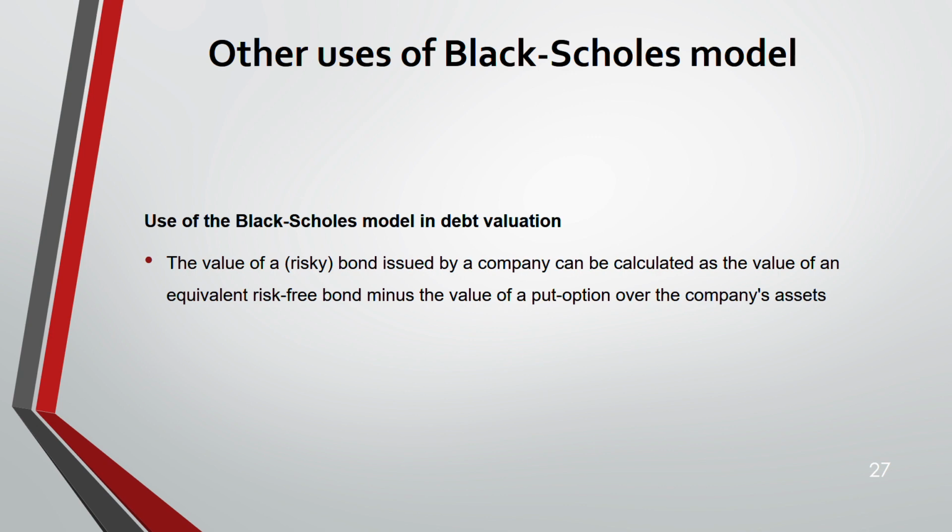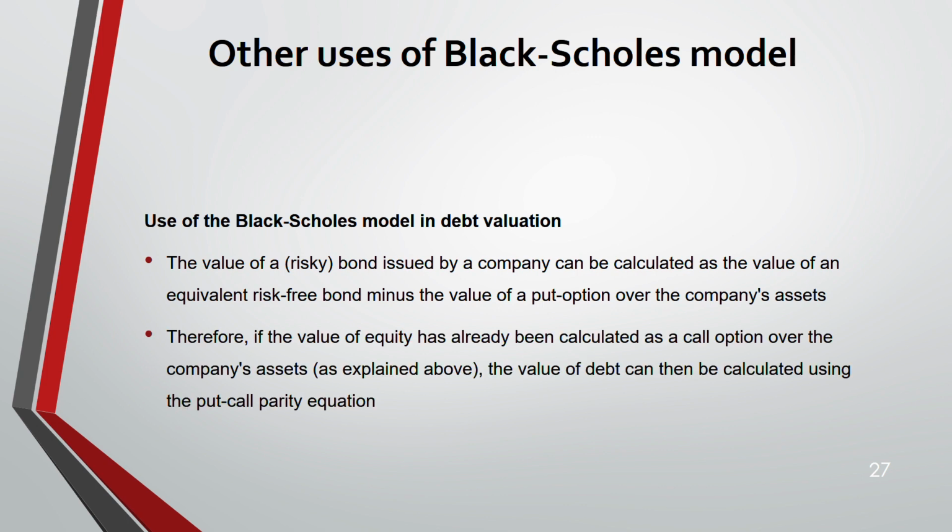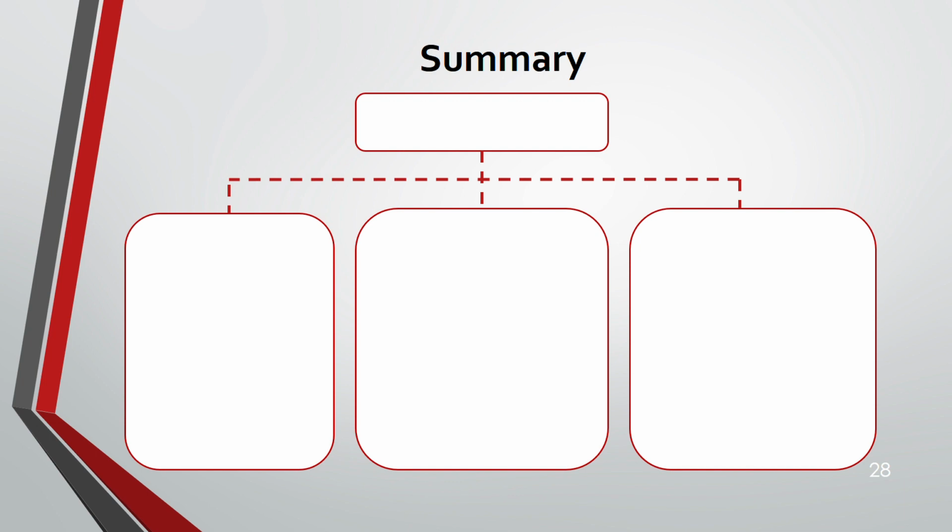The value of a risky bond issued by a company can be calculated as a value of an equivalent risk-free bond minus the value of a put option over the company's assets. Okay. So if the value of the equity has been calculated as a call option, how do you find the value of the debt option? As a put option. Equity for call, debt for put. Okay. So just use your Black-Scholes option pricing model, put call parity and find the value of the debt. Now, that's it for options.